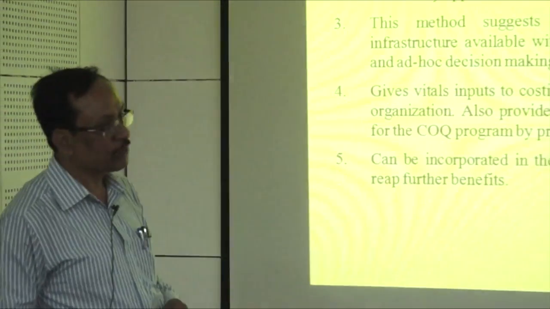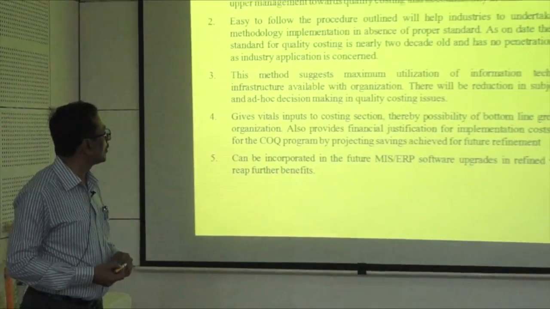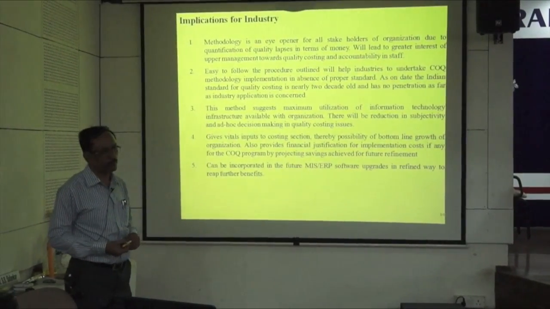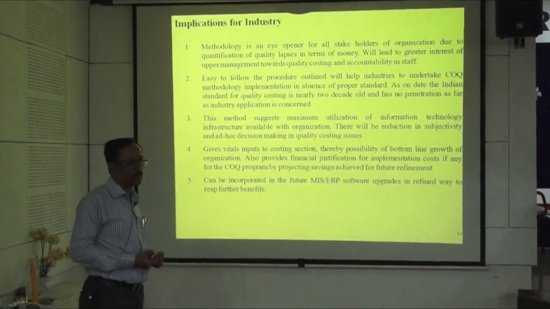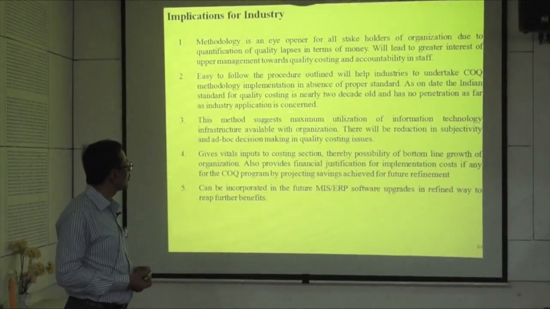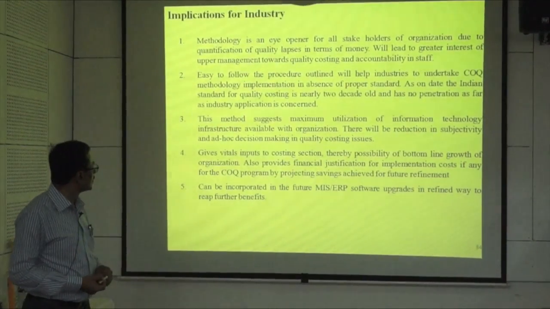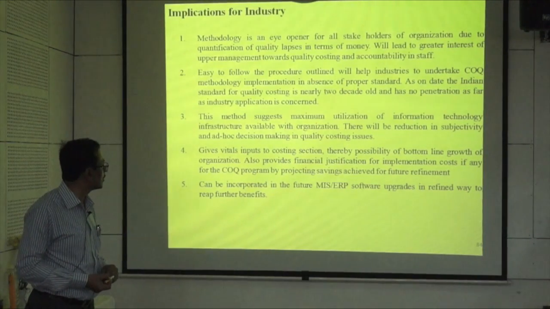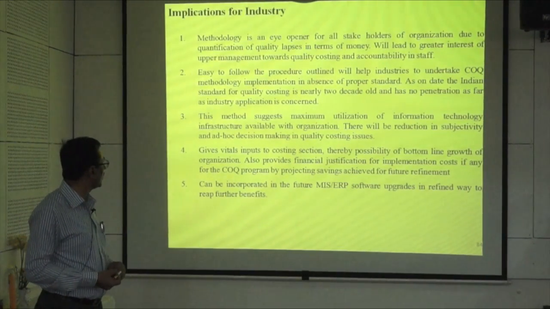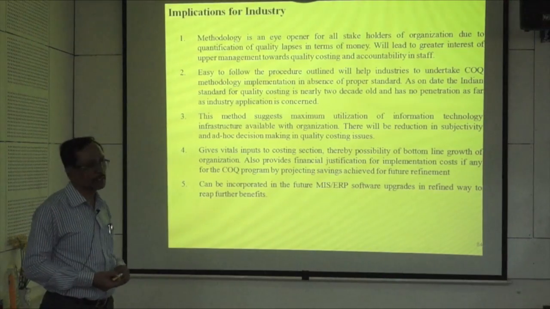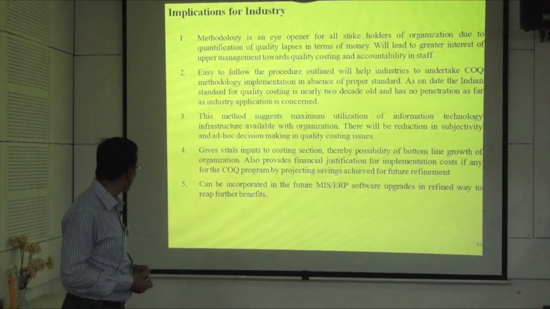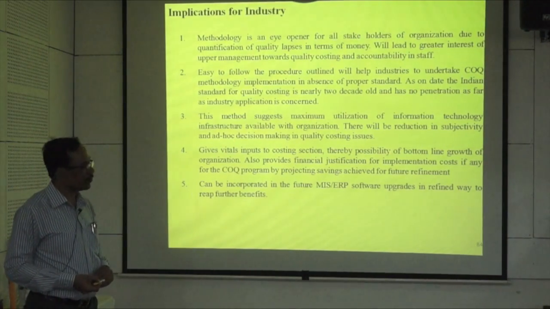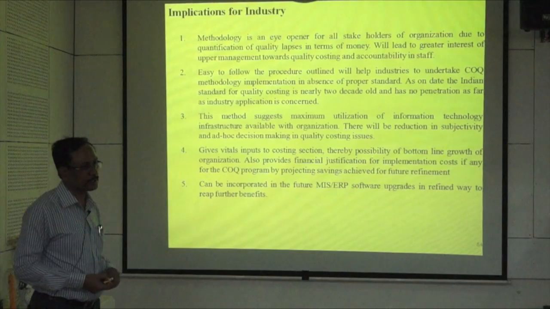Then, this easy to follow procedure outline will help industries to undertake cost of quality methodology implementation in the absence of a proper standard. The standard has not been revised for so many years, so this can be used. The method suggests maximum utilization of the information technology infrastructure available with the organization. There will be a reduction in subjectivity and ad hoc decision making in quality costing issues. That will happen. This gives vital inputs to the costing sections, thereby giving the possibility of bottom line growth of the organization.